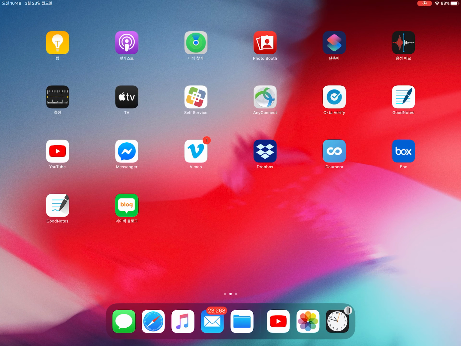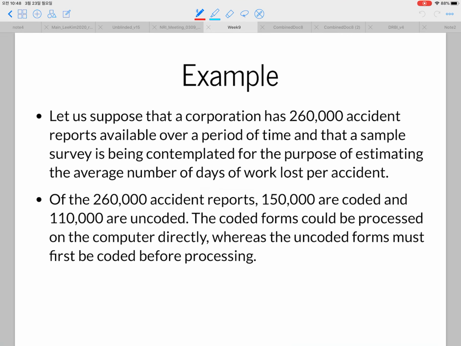Hi, we'll continue. Okay. So now we'll study two examples to illustrate the computation for optimal allocation. In this first example, suppose that a corporation has 260K accident reports available over a period of time, and that a sample survey is being contemplated for the purpose of estimating the average number of days of work lost per accident.